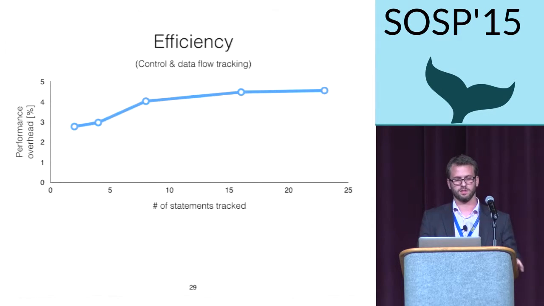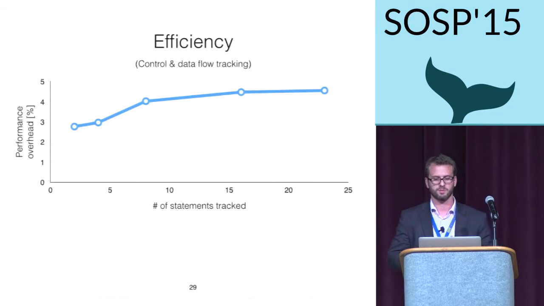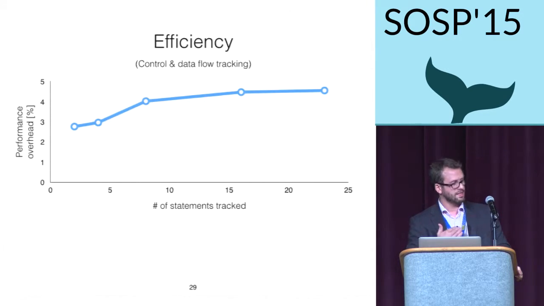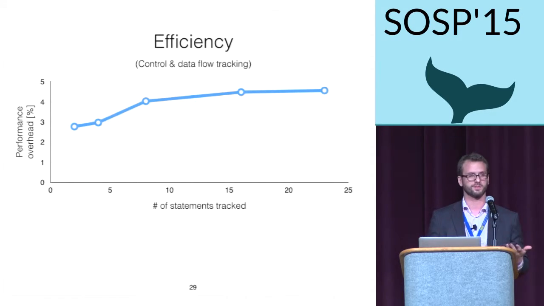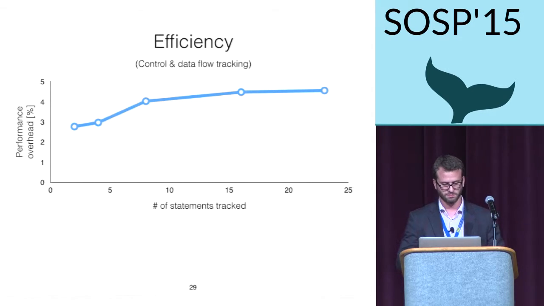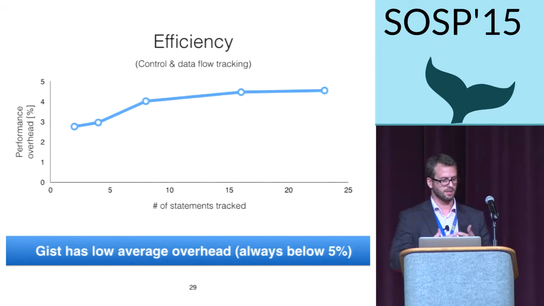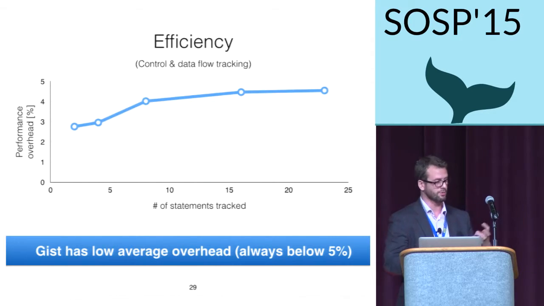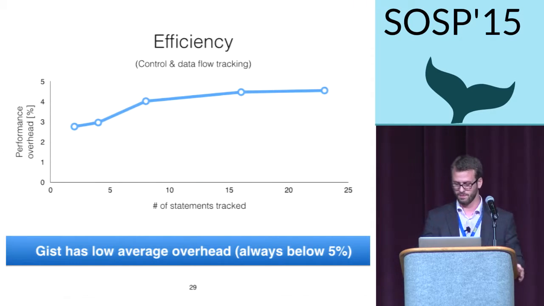We then evaluated the efficiency of GIST by measuring the runtime performance overhead that it imposes on the executions that it monitors. This graph shows the average runtime performance overhead of GIST across all runs as a function of the tracked slice size. In the context of static slice tracking, the overhead incurred on the client side increases monotonically with the number of statements that GIST tracks from the static slice, and this is what this graph shows. Overall, GIST has low average overhead of always below 5%, and the overhead values have very small variance. Therefore, we do not show these on this graph.